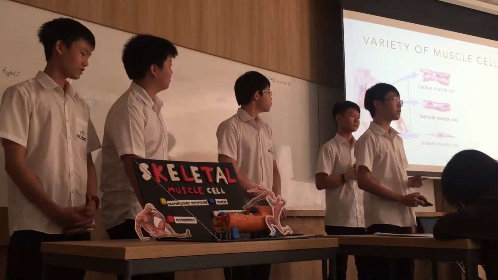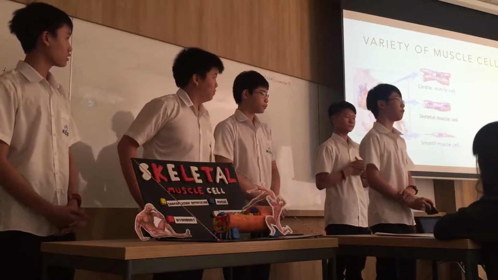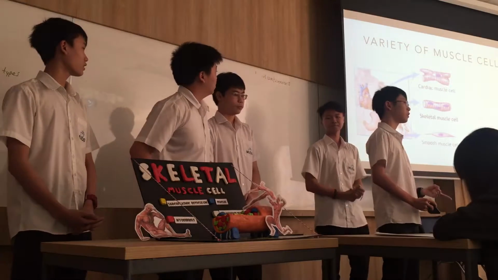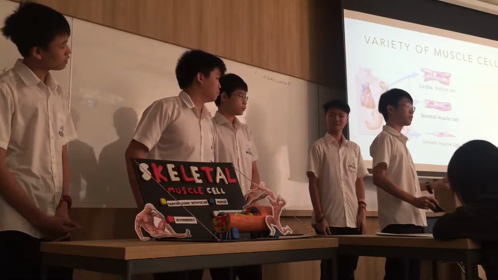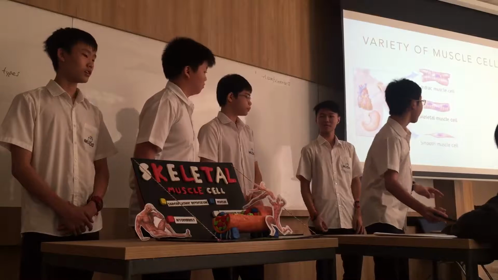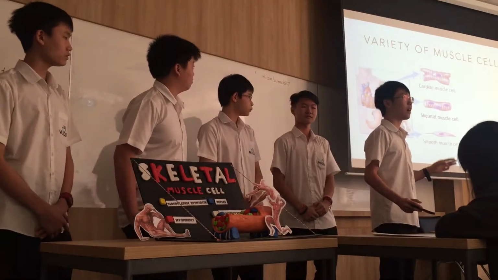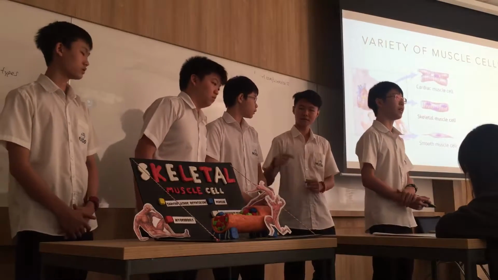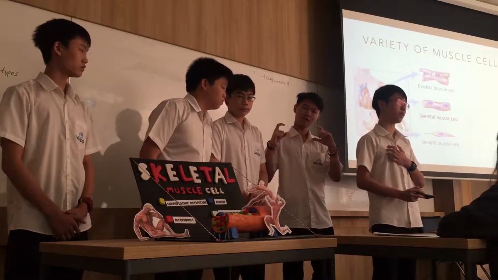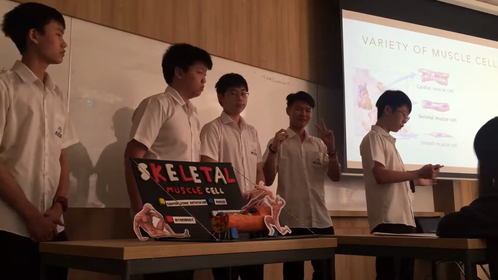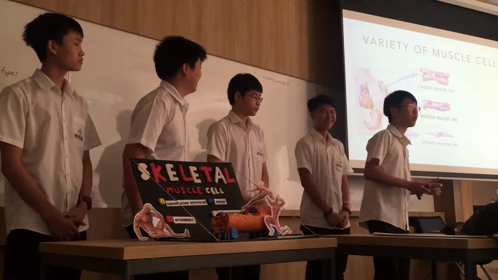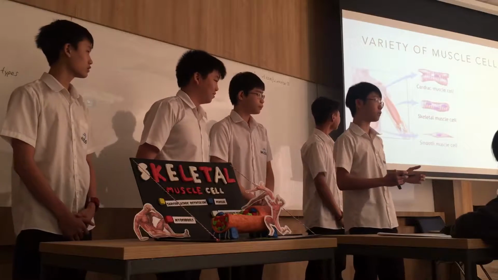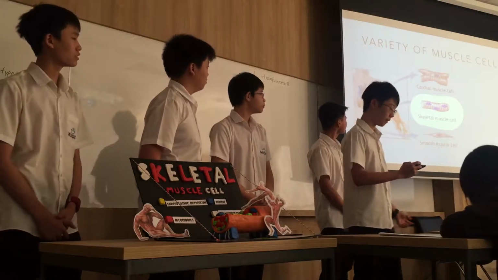There are three muscle cell types. The first one is cardiac, then skeletal muscle cell, and smooth muscle cell. Cardiac and smooth muscle cells are involuntary, which means that we cannot control them with our nerve cells. But skeletal muscle cells work differently. We can control them with our nerve cells. And that is what we are going to talk about today.